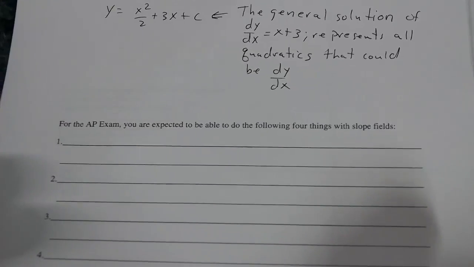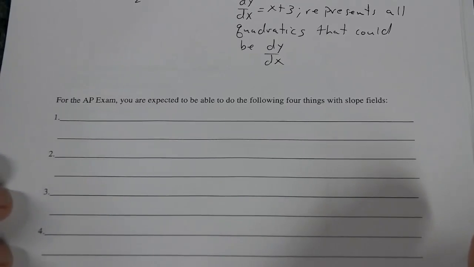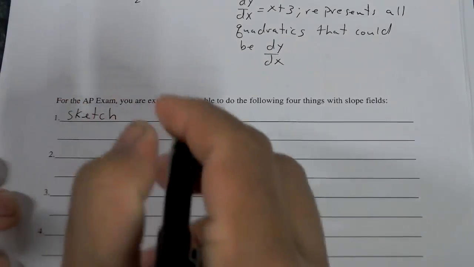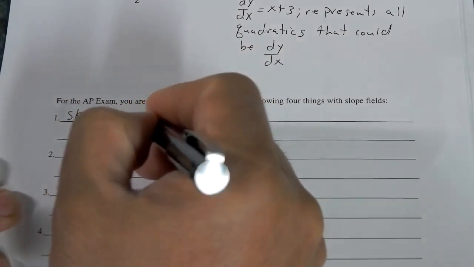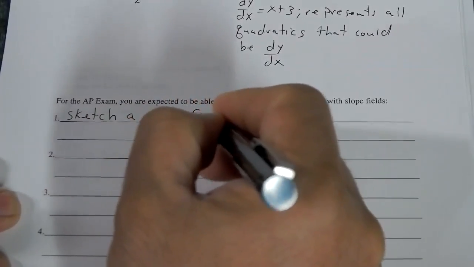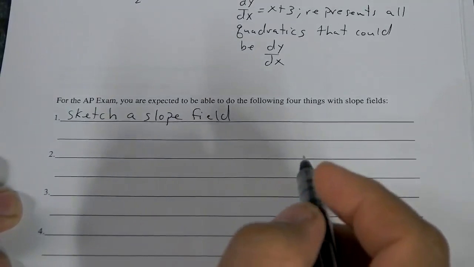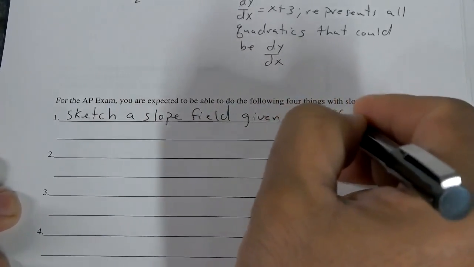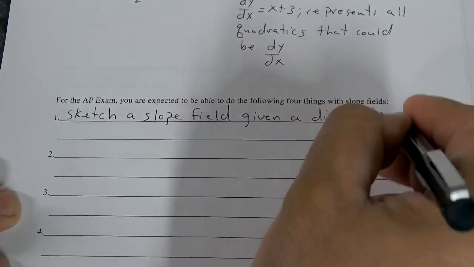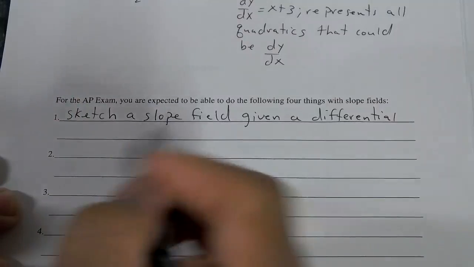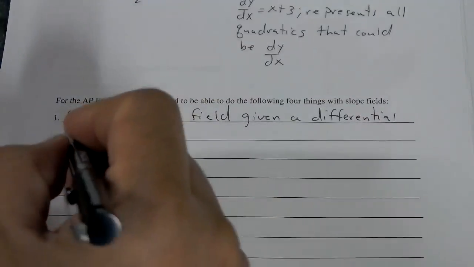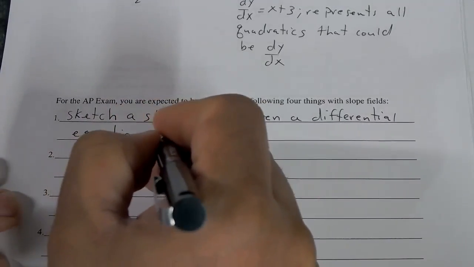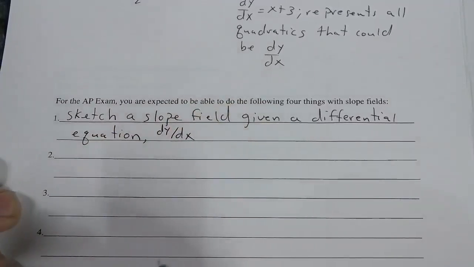It has 4 things to do with slope fields. One, it would like you to sketch a slope field given a differential equation. So just like what we did up there, they gave us a differential equation and we had to sketch it, but we didn't do that yet. And again, another key word for differential equation is the dy dx. You know you got the derivative.